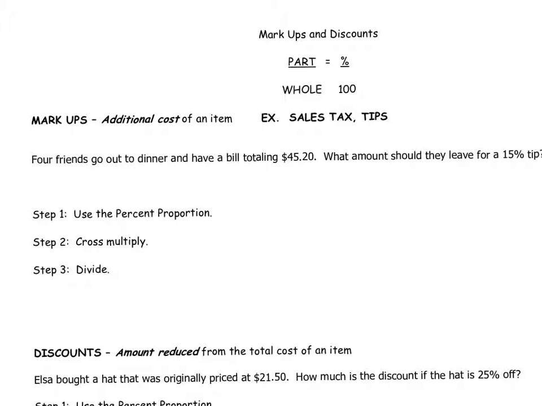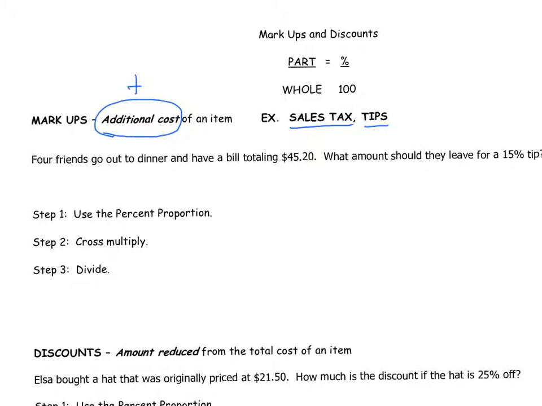So our focus really is going to be making sure we read our questions carefully. So let's learn how to do a markup first. A markup is an additional cost of an item. It's something extra we have to pay. And two examples that you'll see would be like sales tax or tips. Those are both added on costs to our total.